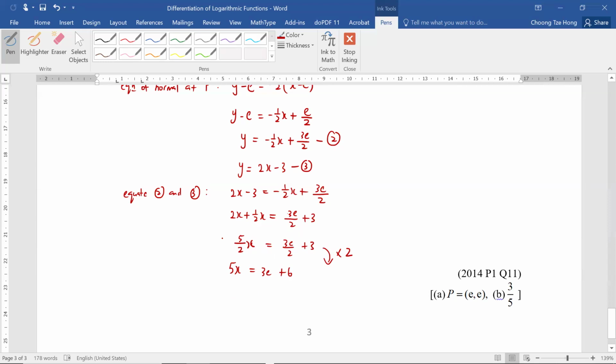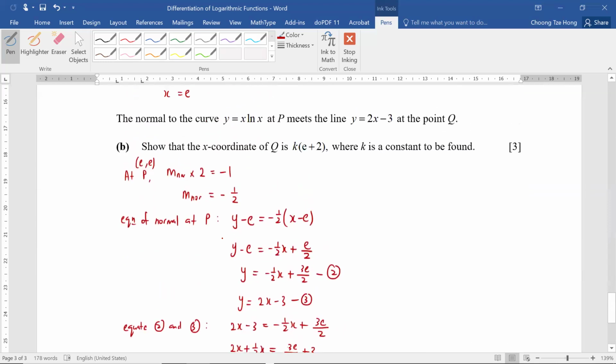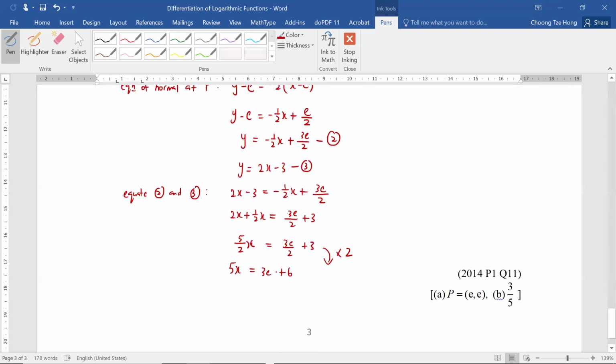Then from here you need to look at the final answer. They want you to show that the coordinate of Q is in this form. You see an e plus 2 here, right? So what can we do over here to get e plus 2? We can factorize out the 3, so e plus 2. Then only one final step, divide by 5. So you get 3 over 5 times (e plus 2).